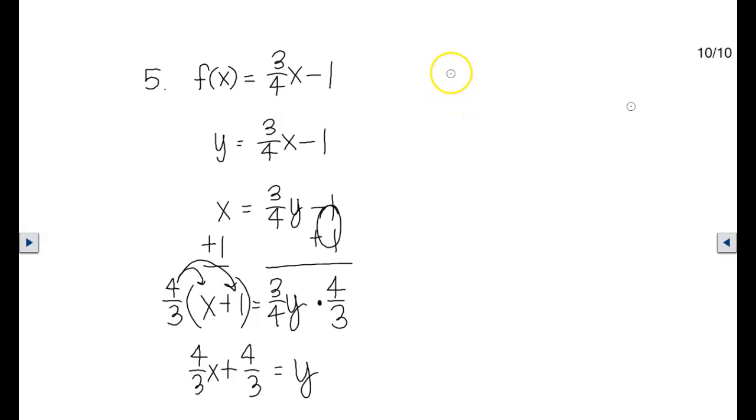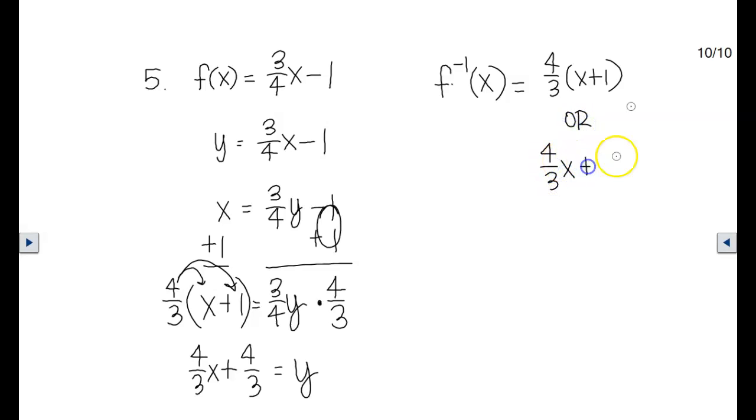Now, final step is always just to write it in function notation. You'll always start with f inverse of x. Now again here, there would be two ways I would take this answer. I would take the unsimplified version, so you could do 4/3 times x plus 1 in parentheses. Or the simplified version where you distribute it. And again, I don't really care which one of those you give me as long as you give me one of them.